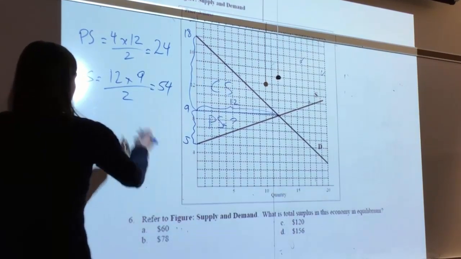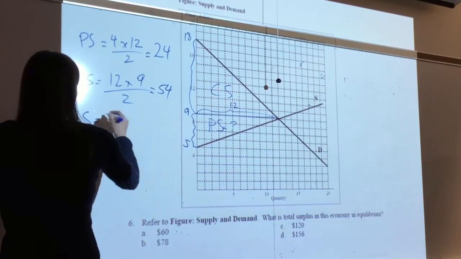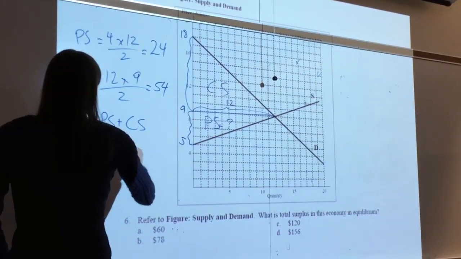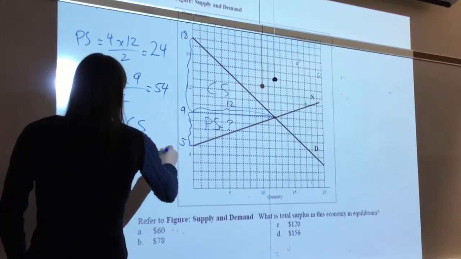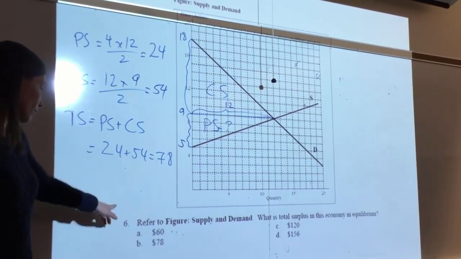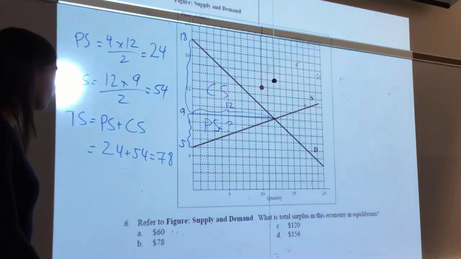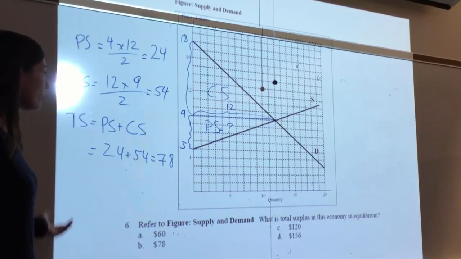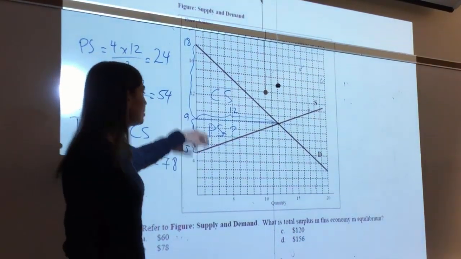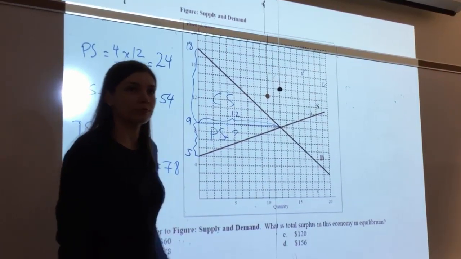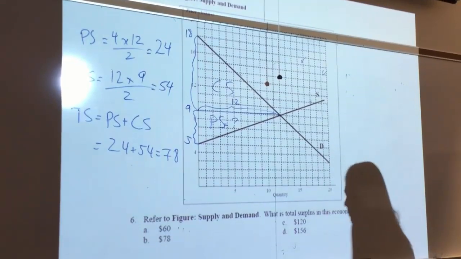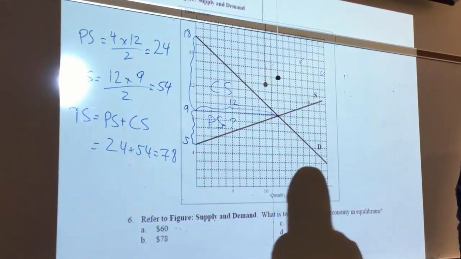And then 78. So total surplus, which is the sum of producer surplus and consumer surplus, is 78 units. Okay? That is B. Or that would be just 18 minus 5, 13 times 12 divided by 2. Right? Any questions so far?